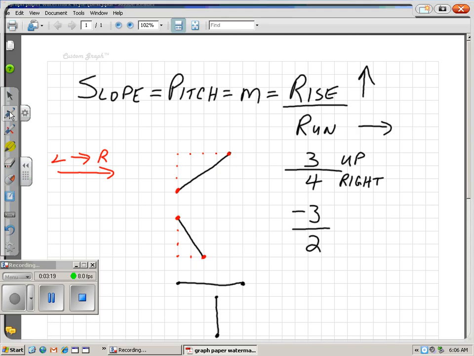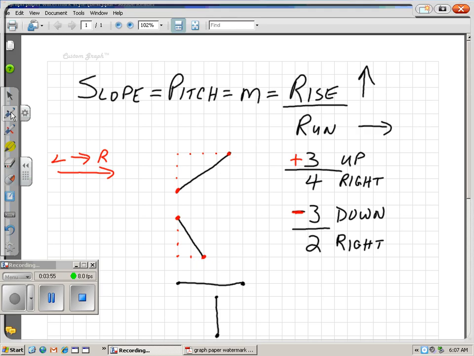Now notice that the run is always going to be a positive number. My bottom number is always going to go to the right, and it's always going to be positive. The only thing that's going to change is that your top number will be negative if it goes downhill and positive if it goes uphill. You're either going up and over to the right, or you're going down and over to the right. So on my downhill slope, I was going 3 steps down, a negative 3, but still 2 steps to the right. The run is always to the right.